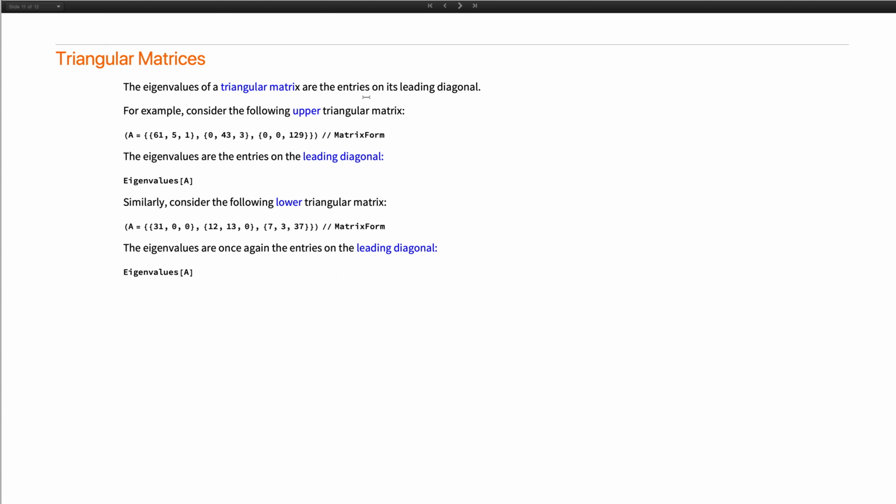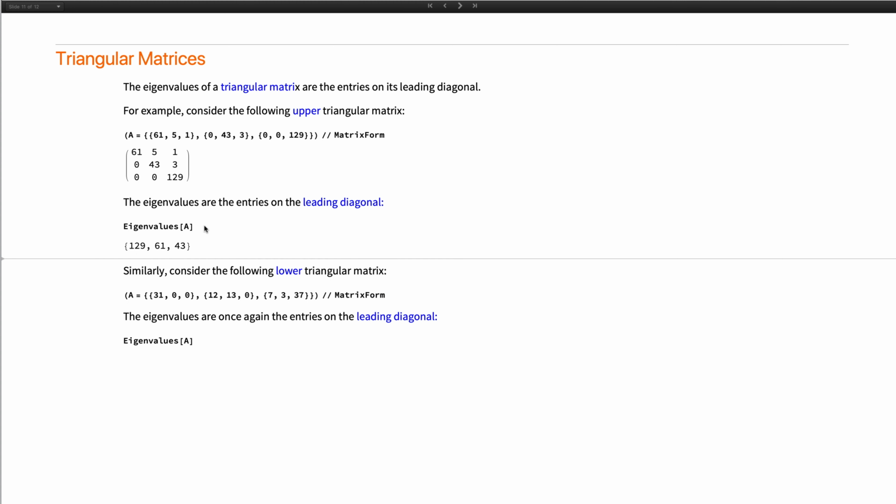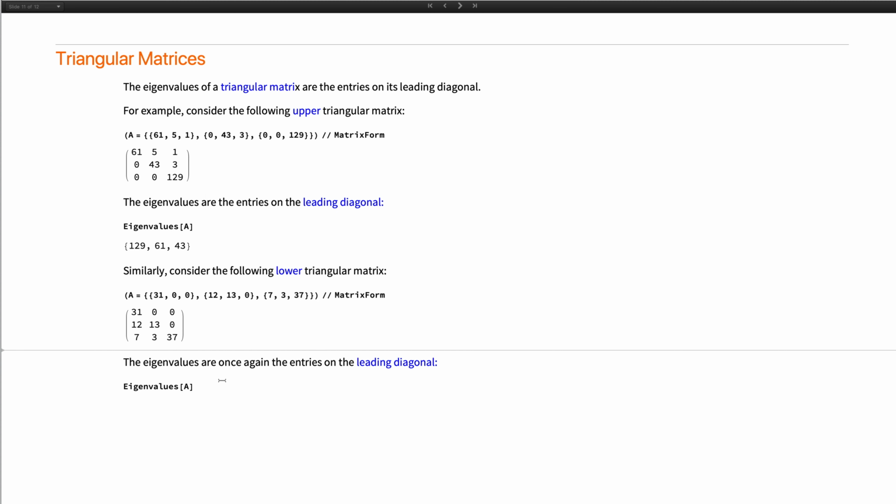And finally, let's talk about triangular matrices, which are really simple. If you have a triangular matrix, then the eigenvalues of this matrix are the entries on its leading diagonal. So here is an upper triangular matrix. You see the lower triangle elements are all 0, and the eigenvalues over here are just the sorted diagonal elements from here. So you get 1, 29, 61, and 43. And let's say you have a lower triangular matrix over here, then its eigenvalues are again the sorted elements from the diagonal over here. So triangular matrices are simple. You can work out the eigenvalues simply by looking at the diagonal elements in each case.